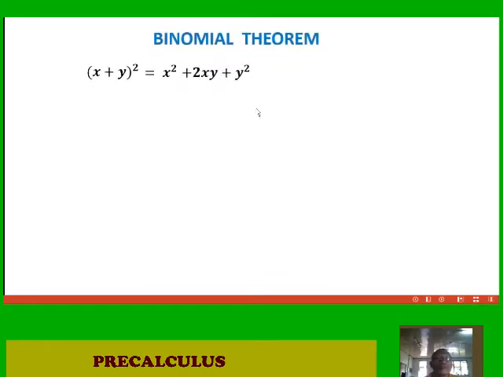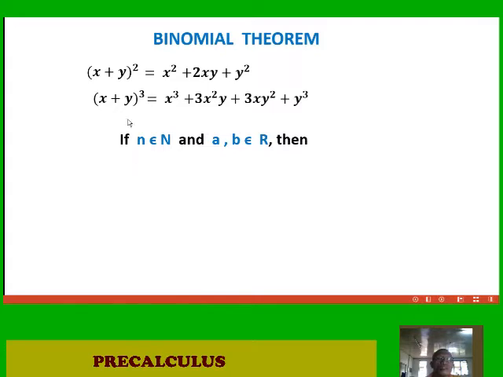Our video tutorial this time is about the binomial theorem. We are familiar with the expansion of the binomial x plus y raised to the second power and third power, or the square and the cube of x plus y. We notice that in every term, the sum of the exponents of x and y is always equal to the exponent of the binomial expansion. So 1 plus 1 is 2 here, 2 plus 1 is 3, 1 plus 2 is 3.